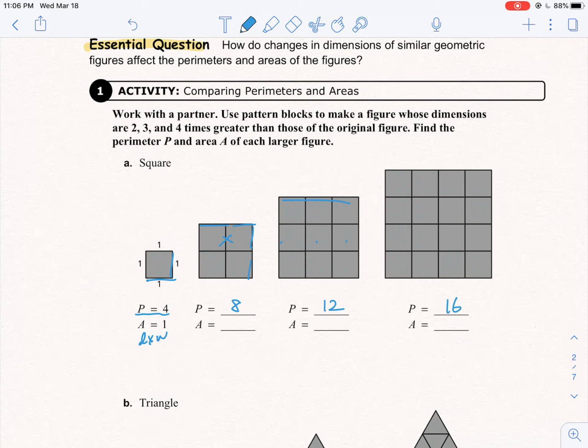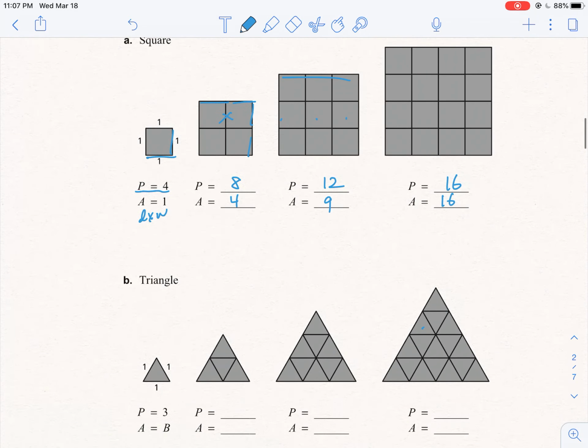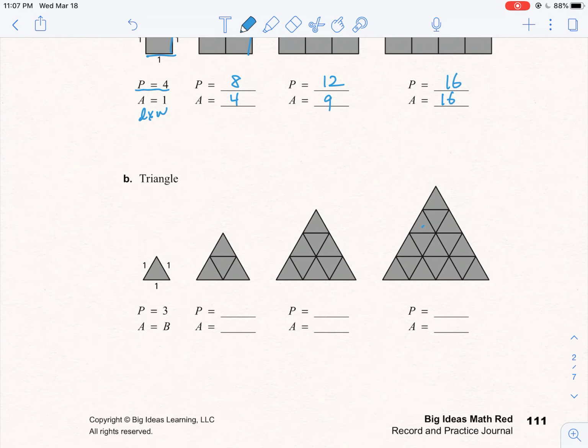3 times 4, that's going to be 12. 4 times 4 is 16. And then the area for this one is going to be 4. This one is 9, and then 16. So as you can see, if you multiply, you're just adding 4 more from the previous shape or figure. When you're working with area though, they are going to move in a different way. So hold that thought and we're going to see if we can find patterns for the other ones.